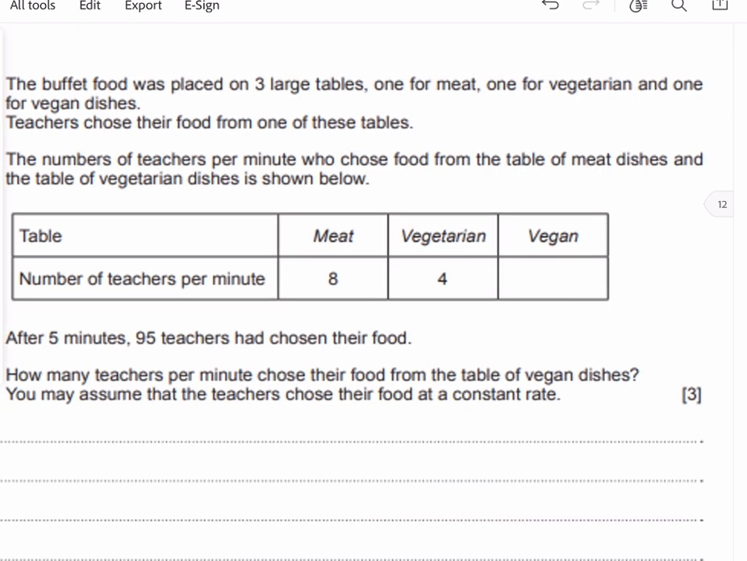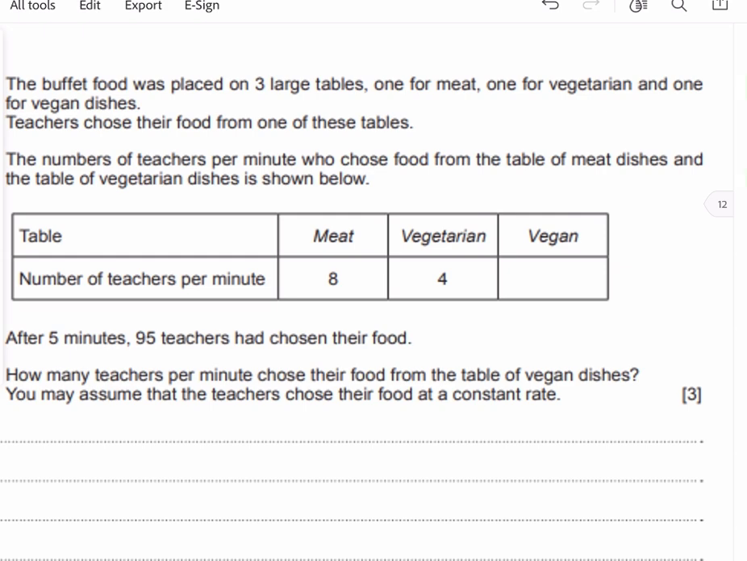Okay, next question. If you want to try this question first yourself, just stop it now, pause it and read it through. Try to solve it and then look at the explanation later. So let's have a look at this. The buffet food was placed on 3 large tables: meat, vegetarian, and vegan. So we had 3 types of dishes.